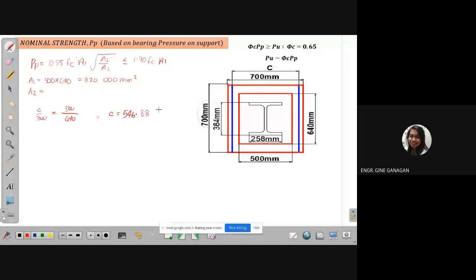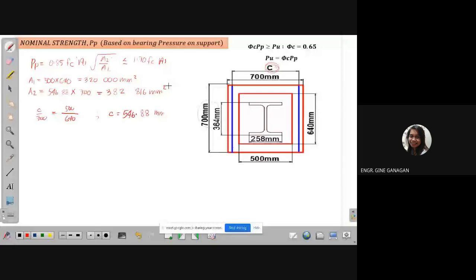So, pag nakuha na natin yung C, meron na tayong area that is P multiplied by our 10, which is 700. So, magiging area po natin is equal to 546.88 multiplied by 700. So, ano yung magiging area po natin? That will be equal to 382,818 mm squared. So, can you check? Tama.